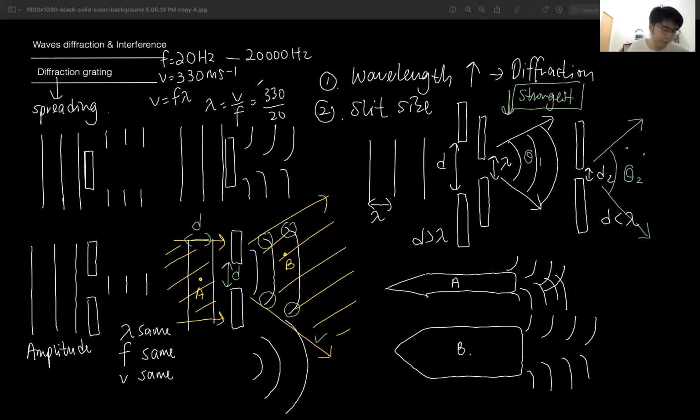330 divided by 20 is about 16.5. What about the upper limit? You take wavelength equals 330 divided by 20,000.